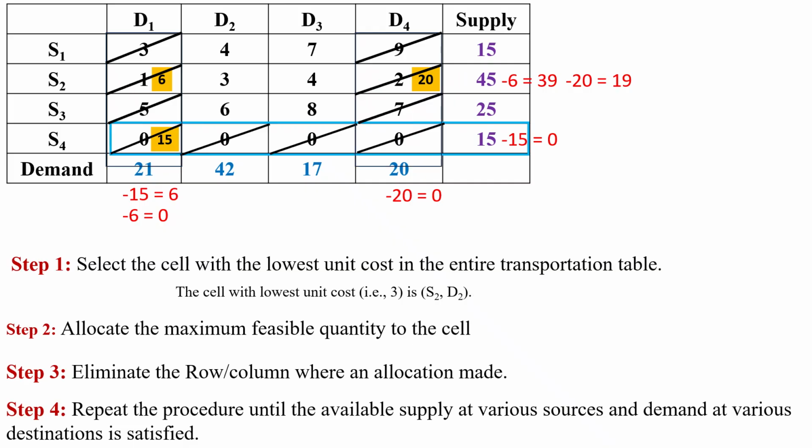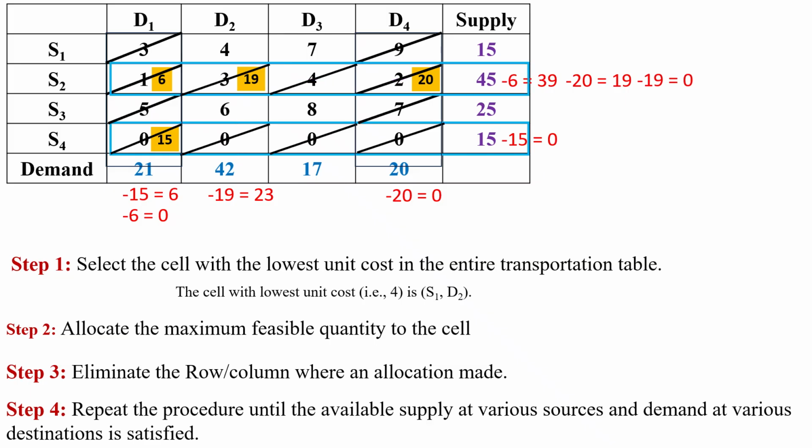Next lowest cost is 3 for the S2 row and D2 column. Here I observe the supply as well as the demand. Supply is 19 and demand is 42. Among these two, the maximum possible allocation is 19. I allocate 19 here and subtract 19 from the supply as well as the demand. Supply becomes 0 and demand is 23. So now I remove the S2 row because its supply is 0.